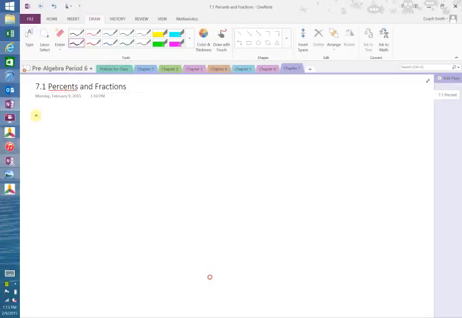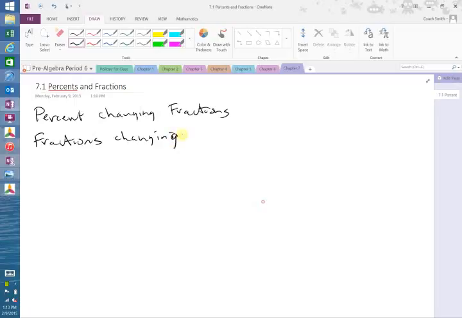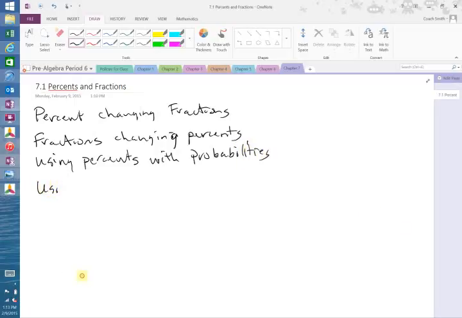Okay, today we're going to talk about percents, changing to fractions, changing to percents, using percents with probabilities, and using percents for a part of the total.